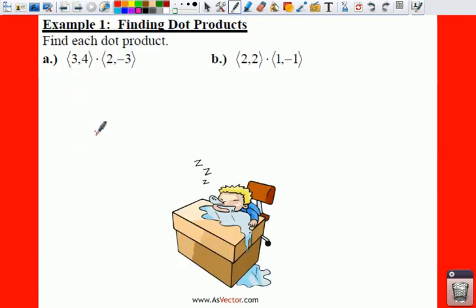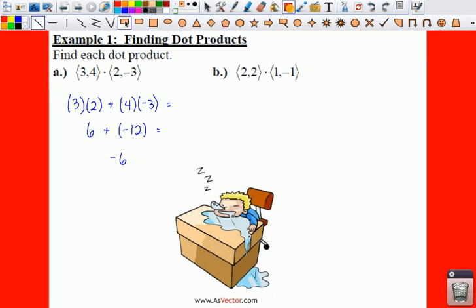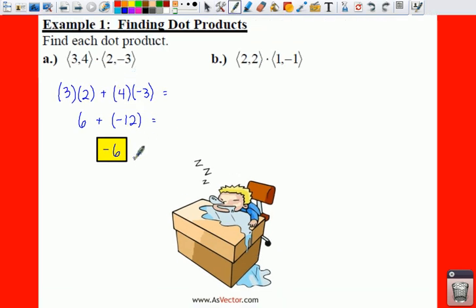So let's find the dot product for each of these components. If we're going to find the dot product for A, we're going to take 3 times 2, and then add together 4 times -3. So that just gives us 6 plus -12, which gives us a -6. That was difficult. So we get a -6. Notice it's a scalar. It is not written in component form. It is not written in terms of i and j. It is a scalar. It's just a number.